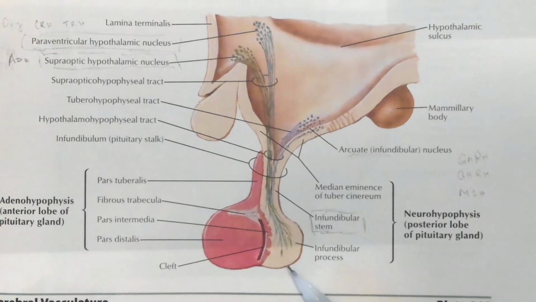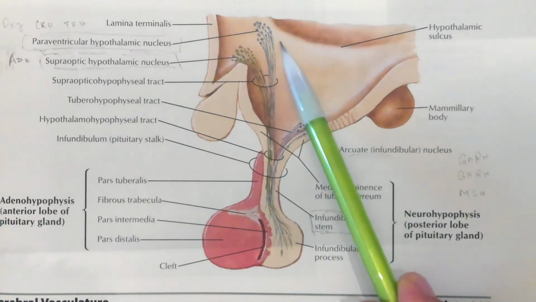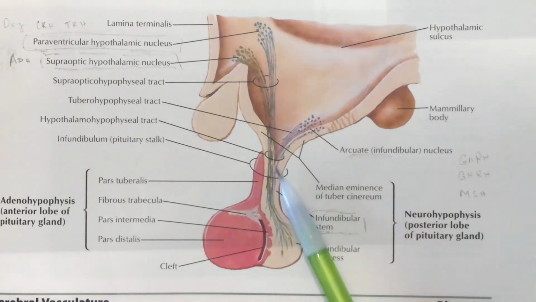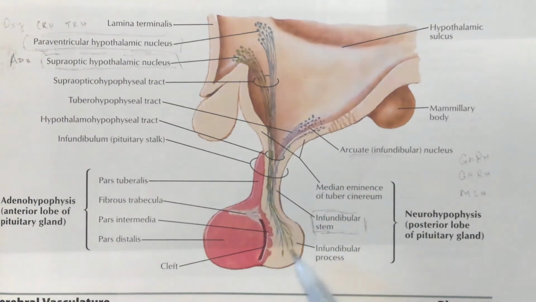Instead, what it does is it receives hormones being made up here in the hypothalamus. Those hormones travel down the axons and get secreted out through synaptic end bulbs in the posterior pituitary gland, and then the posterior pituitary gland releases them into the bloodstream.